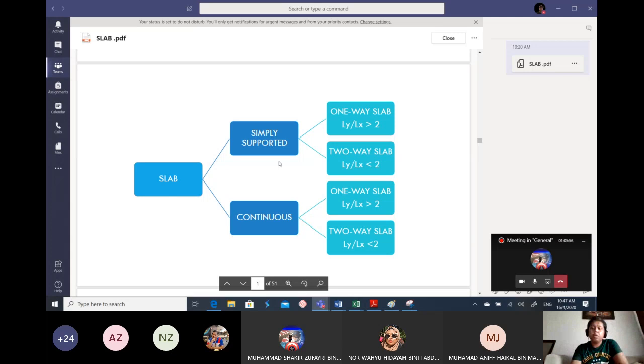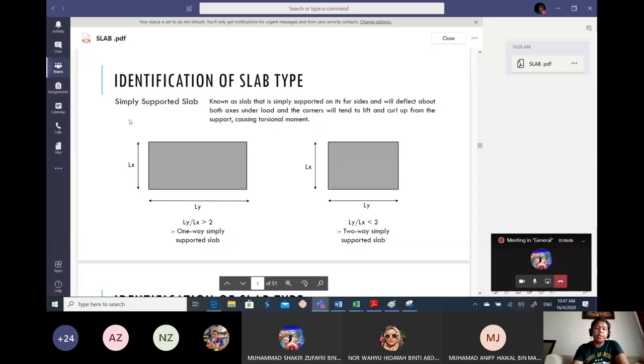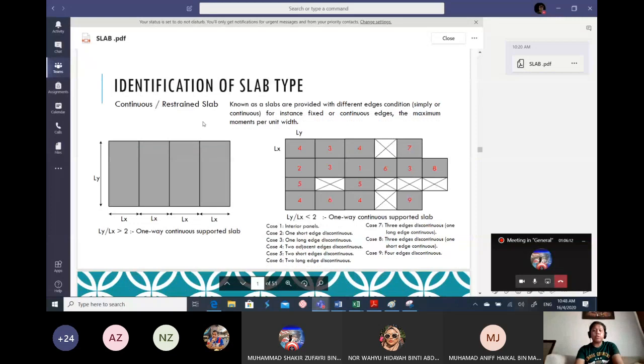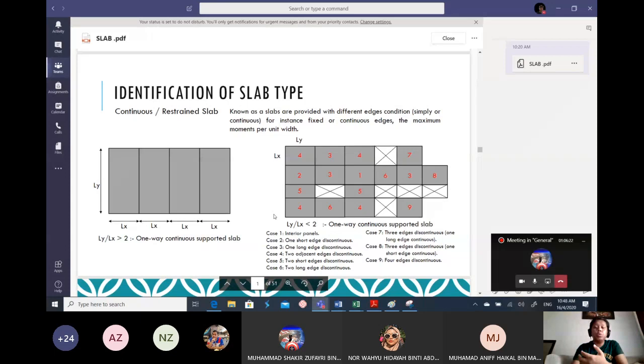Okay, this is how to determine your one way, two way, like the formula I already showed you before. It is the same thing. What is a simply supported slab? What is a continuous slab? For a simply supported slab I do not need to explain more because it is the same; it has one way and also two way. For a continuous or restrained slab, it has one way or two way. For a one way continuous supported slab here, this is Ly over Lx for one panel only, not for all panels. So your Lx here is one panel only. If this is 2.5, then this is 2.5, 2.5, 2.5. So your Lx is 2.5.